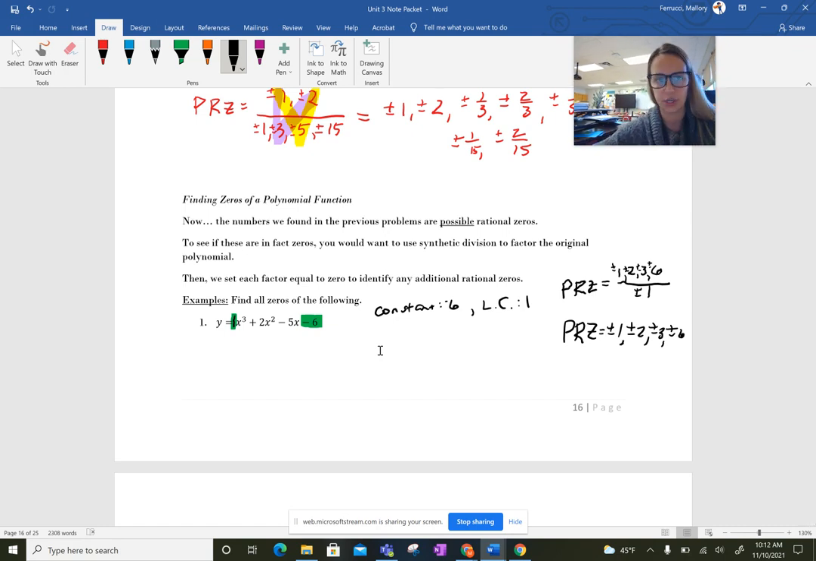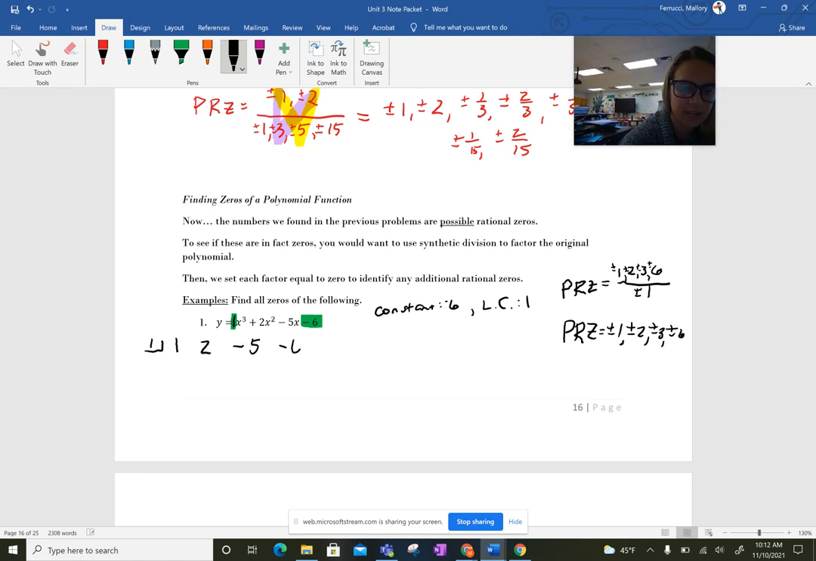I start with the smallest one. Sometimes I start with the biggest one. It doesn't really matter. So I'm going to start with 1, and I'm going to synthetically divide this function by 1. I write the coefficients 1, 2, -5, -6. There were no placeholders I had to add because it just goes 3, 2, 1, 0. Now I'm just going to synthetically divide.